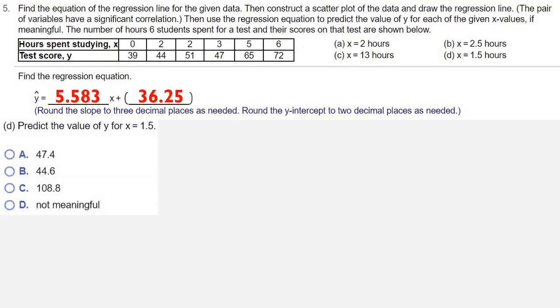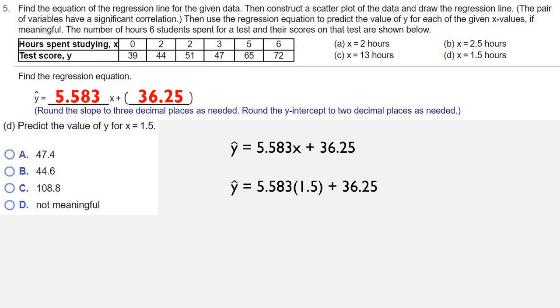Now 1.5 is in that 0 to 6 range, so this is going to be just fine. Y hat equals 5.583x plus 36.25. We replace the x with the 1.5. When we multiply the 5.583 times 1.5, we get 8.3745, and we add the 36.25, which gives us 44.6245, and that answer would be answer B. That's your answer.